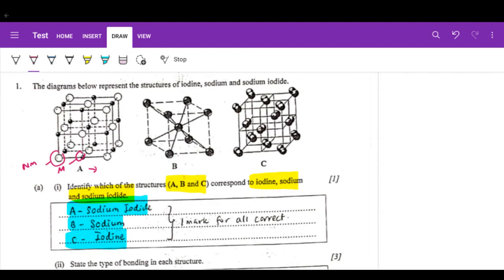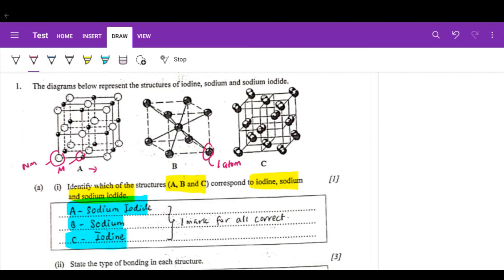Okay, why is B sodium? Because B is made up of only one type of atom. So you have to remember that metals are made up of just one type of atom. That's why B is sodium metal, and C is iodine.